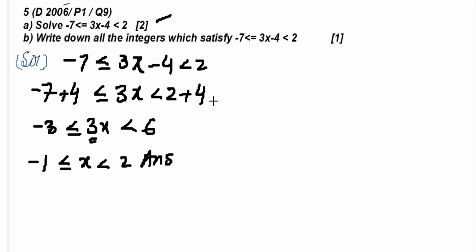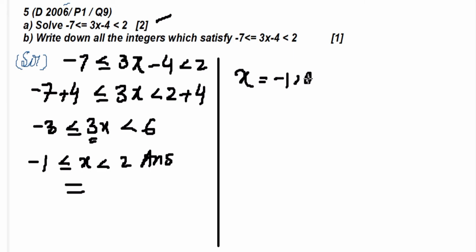In the next part, he says, write down all the integers which satisfy this. Now we have to find all those integers that satisfy this inequality. All those integers that lie between minus 1 included and 2 not included here. x is equal to minus 1, 0 and 1. These are the three integer values that satisfy this inequality.